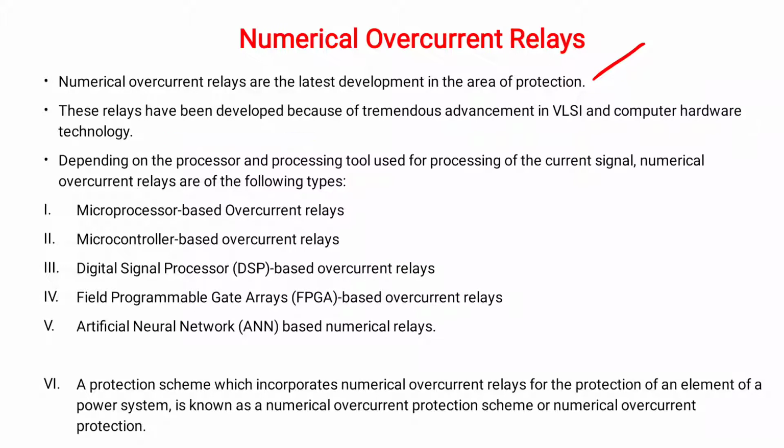Depending on the processor and processing tool used for the processing of the current signal, the numerical overcurrent relays are of the following types: the microprocessor based overcurrent relay, microcontroller based overcurrent relay, digital signal processor based overcurrent relays, field programmable gate array, that is FPGA based overcurrent relays, artificial neural network, that is ANN based numerical relays.